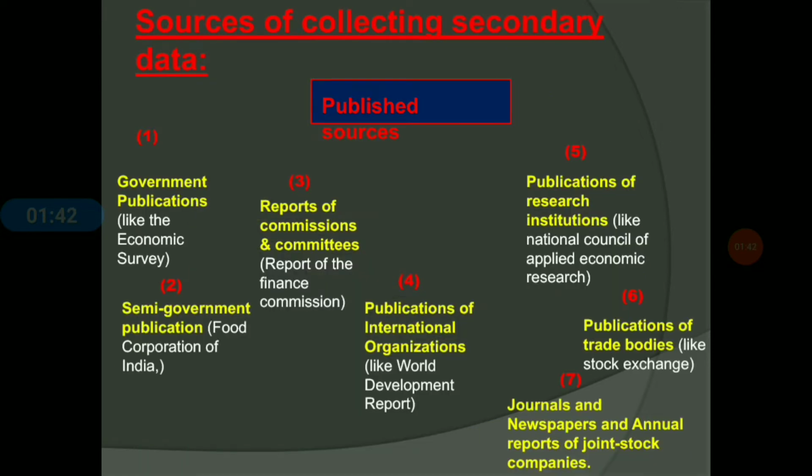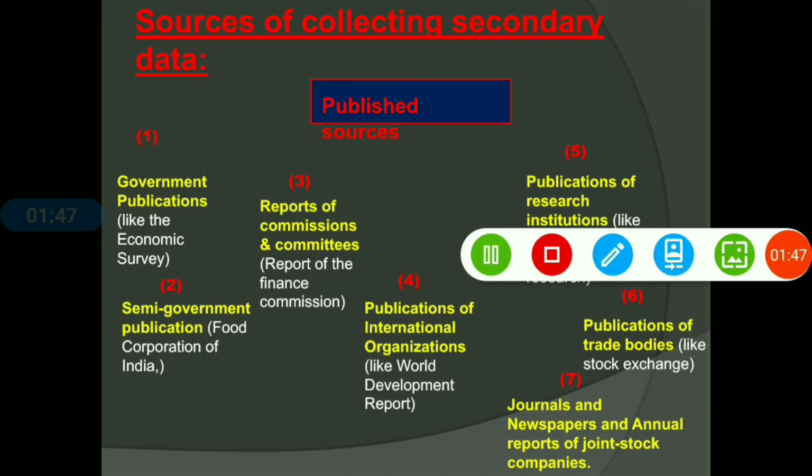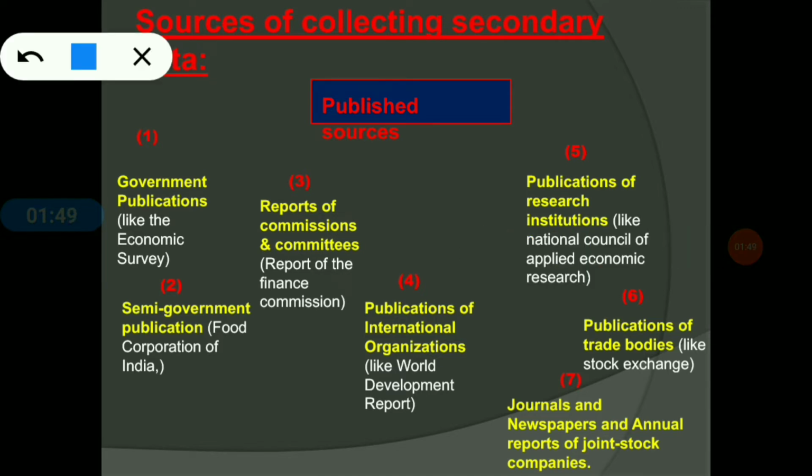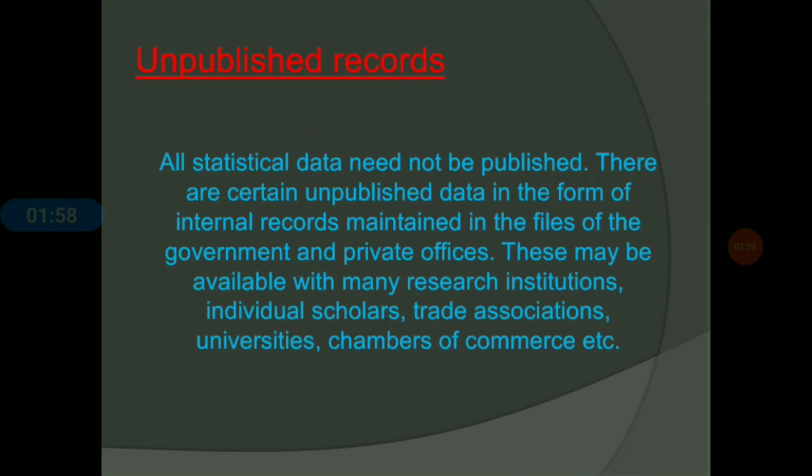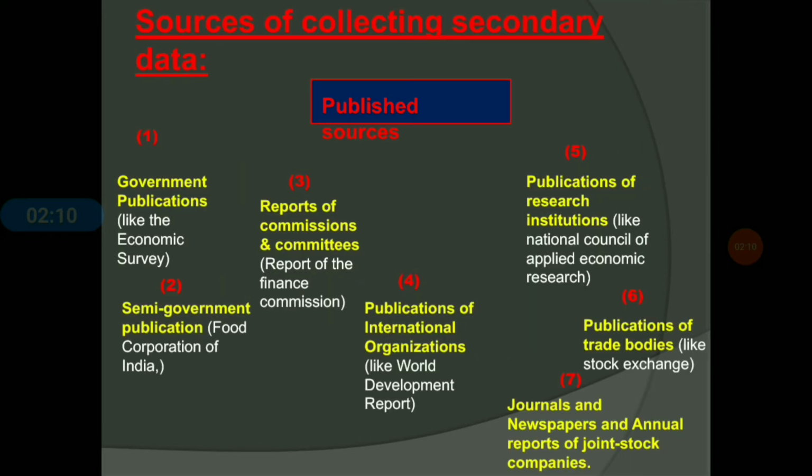So here we can see the sources of collecting secondary data, and there are two sources. The first one is published sources, and the second is the unpublished sources or records. So at first we have to explain the published sources. Okay, so now this is the slide for published sources.